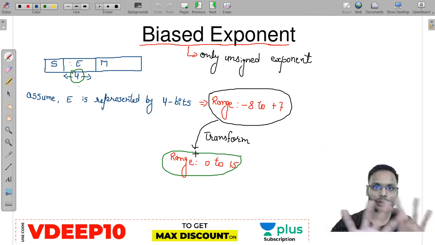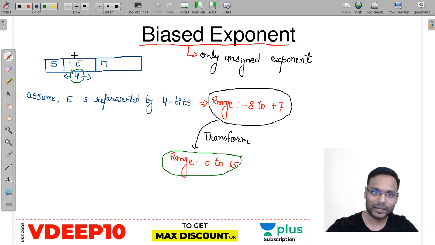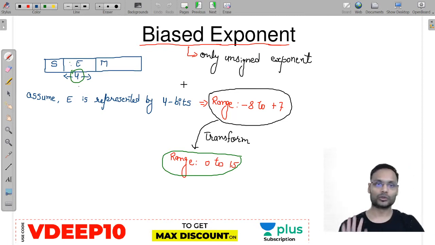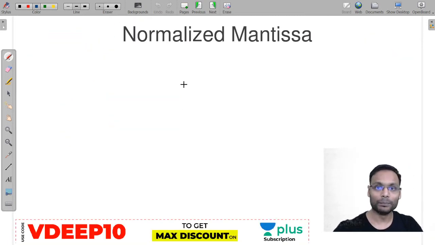Fine. So till now you understand that biased exponent in the storage: I will not store the exponent directly. I will first add the bias, then I will store it. Let's talk about mantissa now.